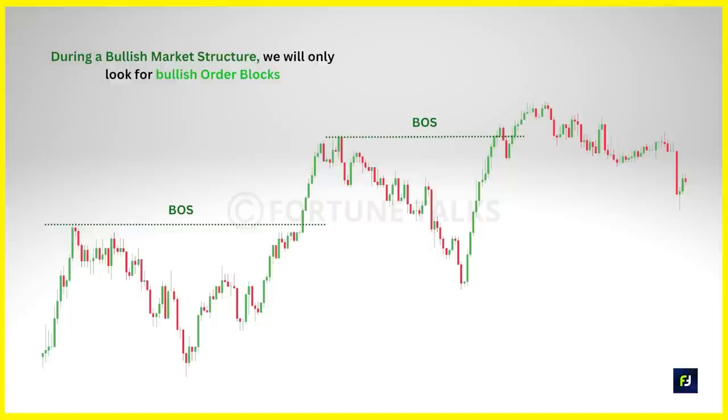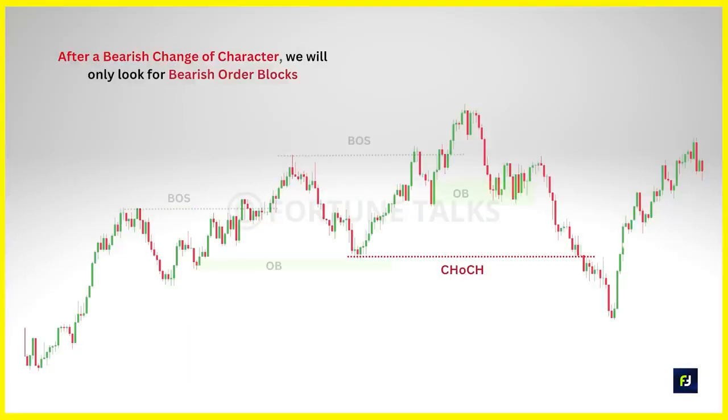Anyways, during a bullish market structure forming higher highs and higher lows, we will only start to look for order blocks when the price has broken and closed above the previous swing high level. In this case, we will look for bullish order blocks since the overall idea is to ride the existing trend. But in case the market has broken down and closed below the previous major higher swing low level, which results in a bearish break of character, then we will look for bearish order blocks only.